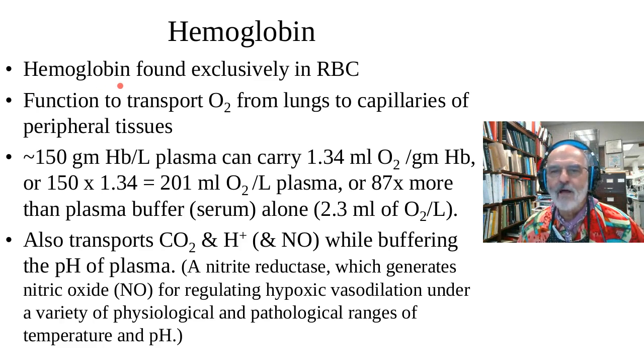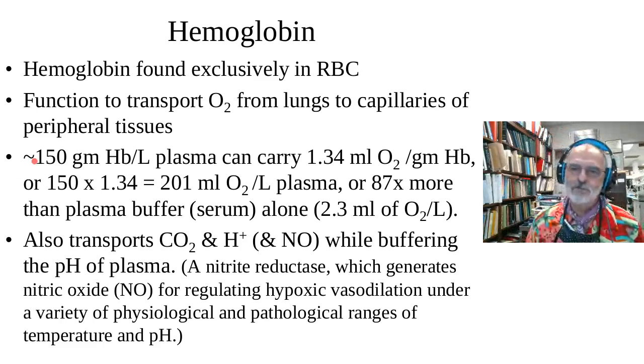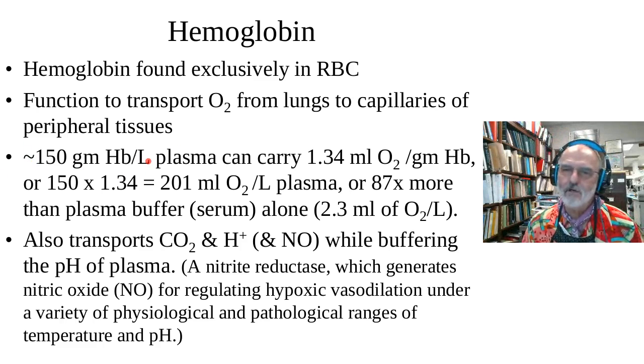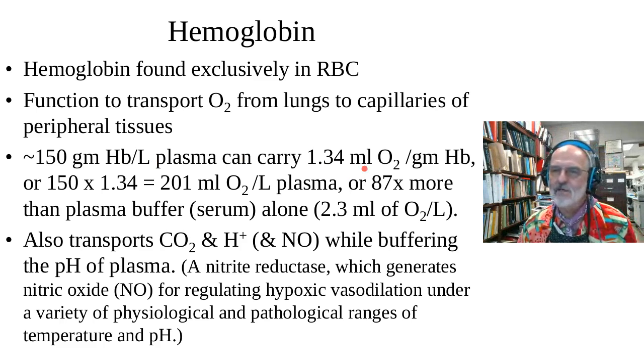So now let's switch to hemoglobin. Hemoglobin is found exclusively in red blood cells. It functions to transport oxygen from lungs to the capillary bed of the peripheral tissues. Its concentration is approximately 150 grams per liter. This allows hemoglobin to carry 1.3 milliliters of oxygen per gram of hemoglobin. So you can do the math here, how much oxygen can be transported. That's approximately 200 milliliters.